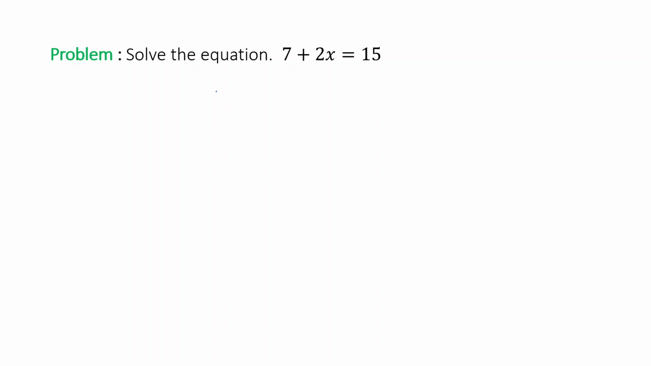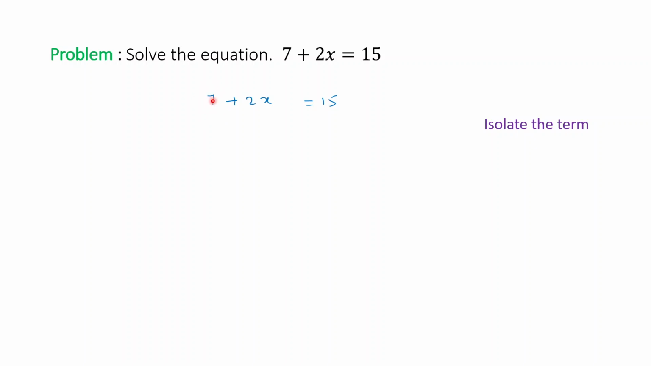We do this problem. Solve the equation 7 plus 2x is equal to 15. You need to solve this equation. First write the equation 7 plus 2x is equal to 15. In this equation, there is only one term that has the variable x. You need to isolate this term. To isolate this, you need to remove this term.